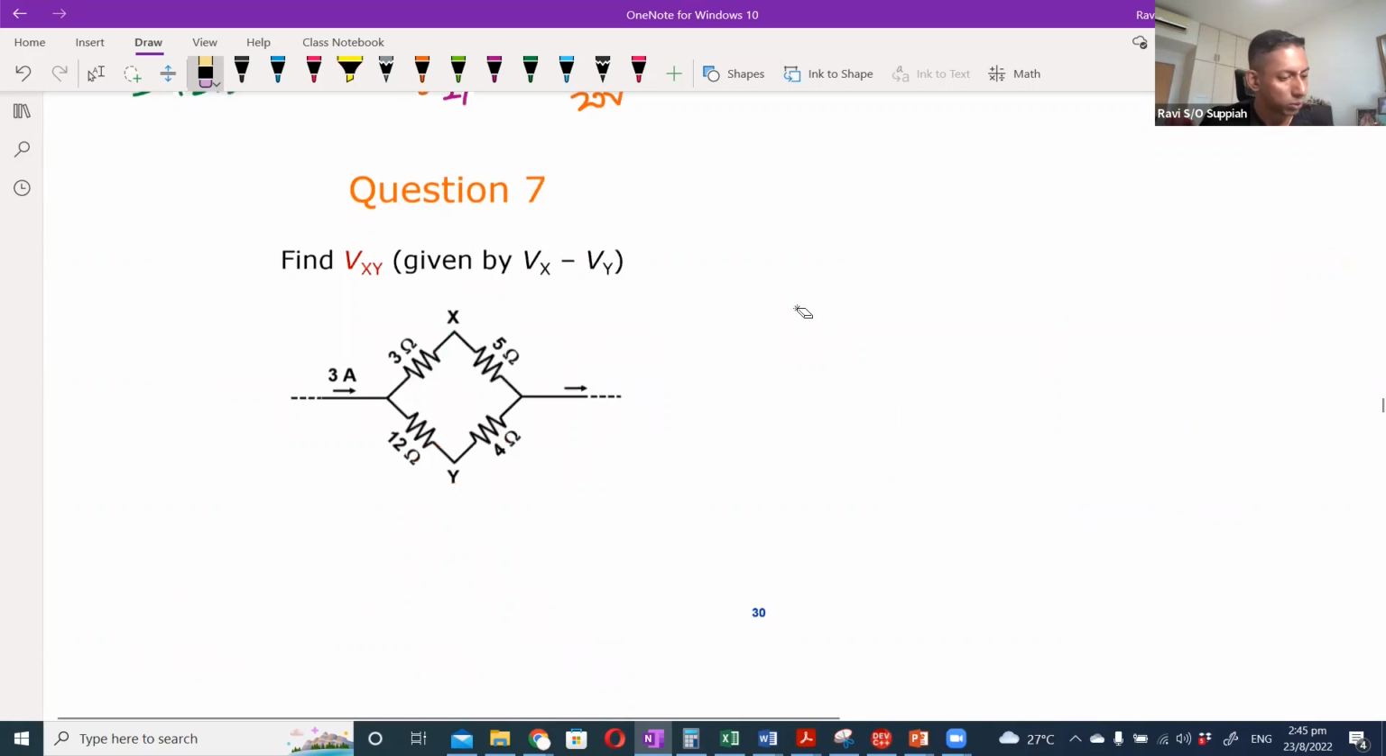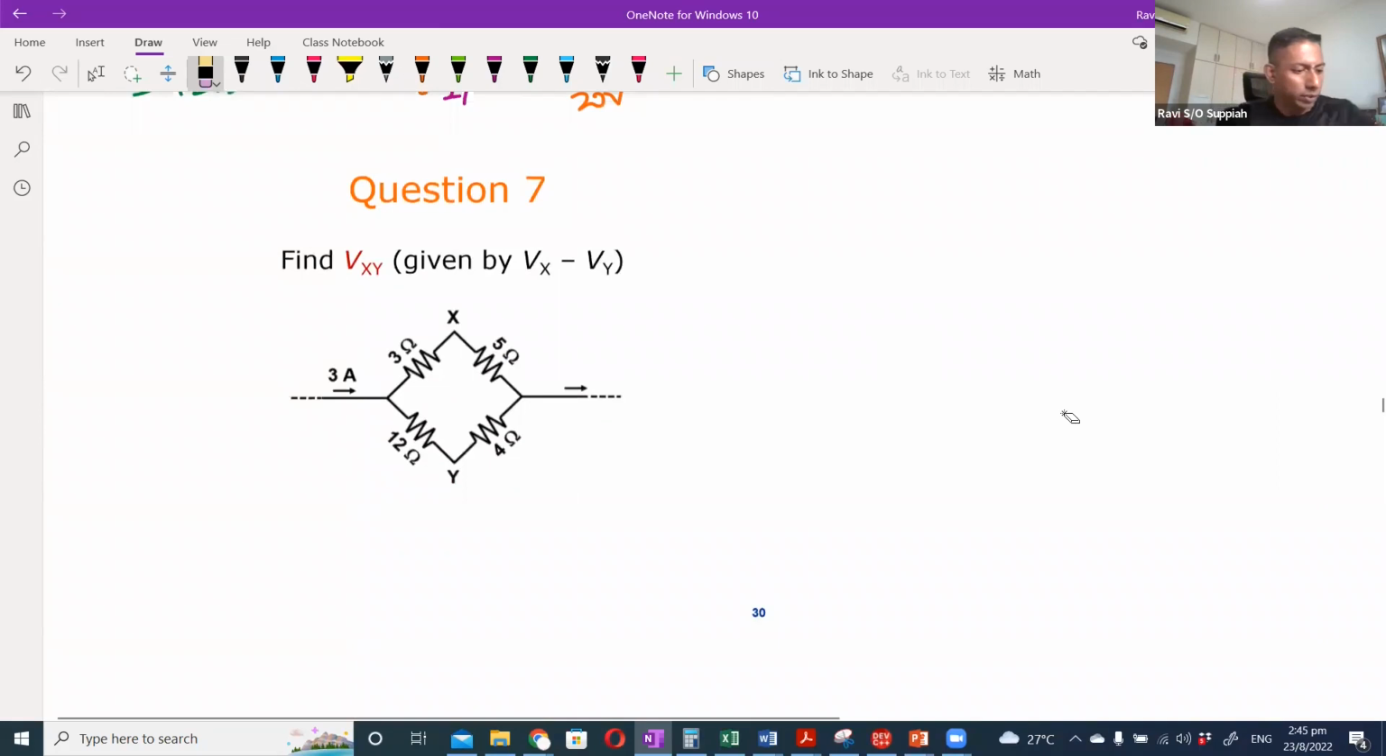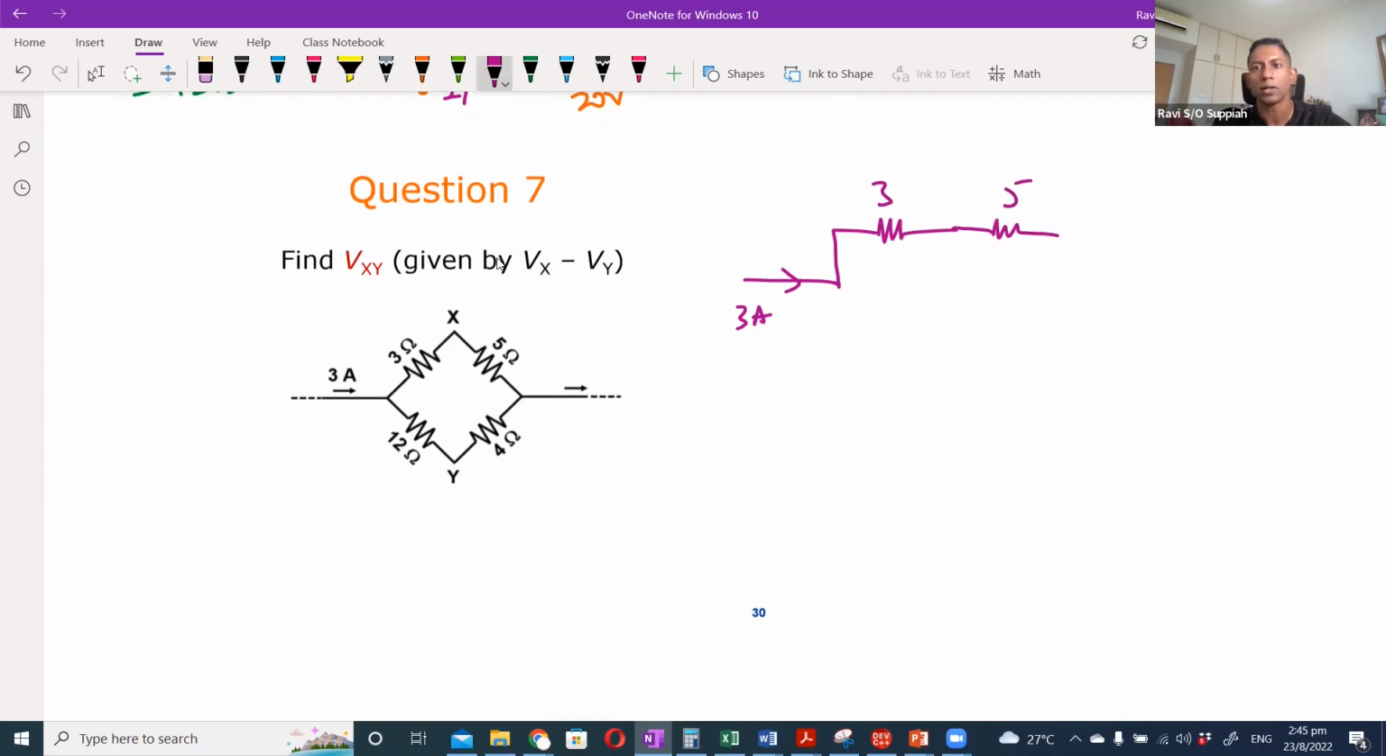Okay, so let's go on to the next question. Question 7. Find Vxy. That means find the voltage difference between points X and Y. If you want to look at it in a simpler way, you can just draw it as 2 parallel branches. This is 3 ohm, this is 5 ohm, and this is 12 ohm, and this is 4 ohm.